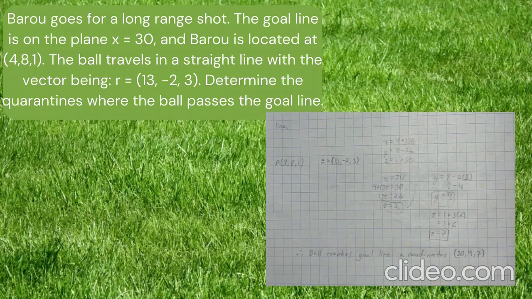Now that we know x is equal to 30, we're able to put x into this equation right here and substitute for t. And then, since we have t, we're able to solve for y and z because we already know what our t is. We just plug it back into that equation.